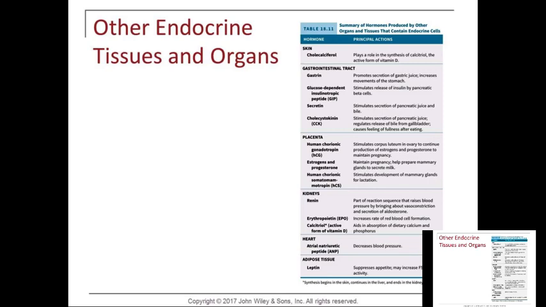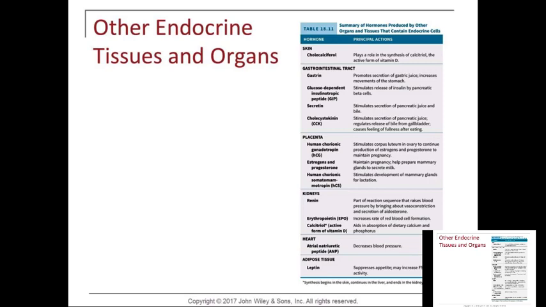The placenta, not many people think the placenta is an endocrine organ, but it is. It produces HCG, which is human chorionic gonadotropin. That's one of the main hormones that they look at to see if a woman is pregnant. It stimulates the corpus luteum in the ovary to continue to produce estrogen and progesterone to maintain a pregnancy. If HCG dips, then they know there's unfortunately a miscarriage that's taking place.